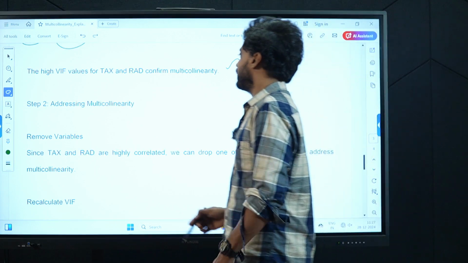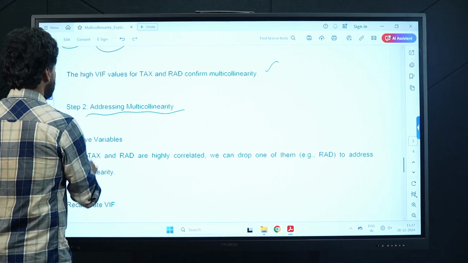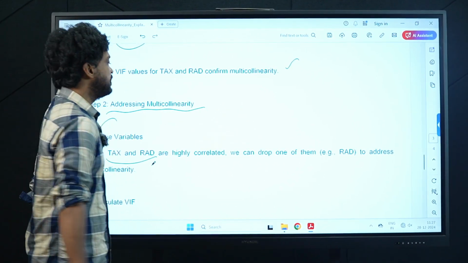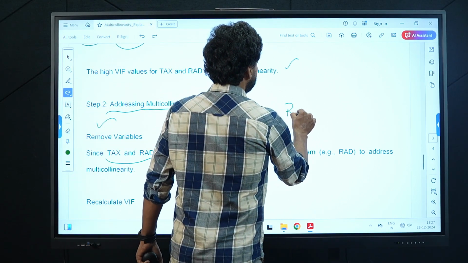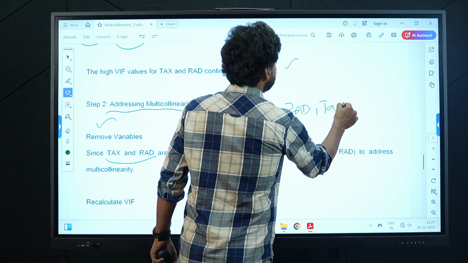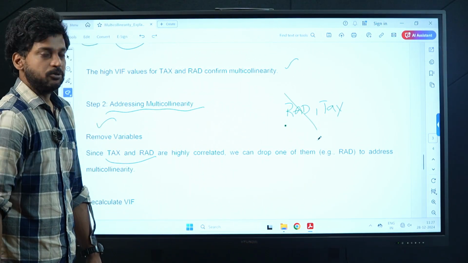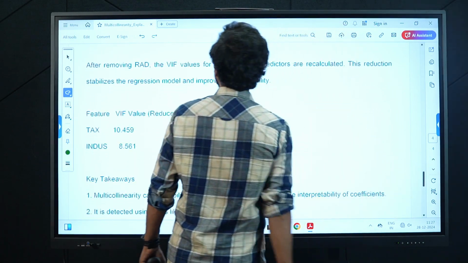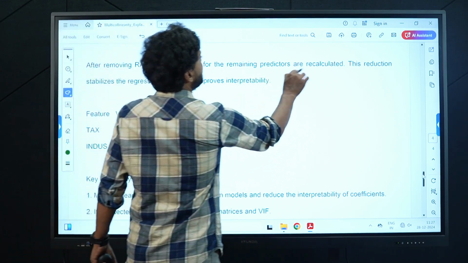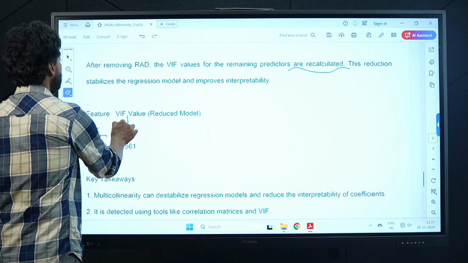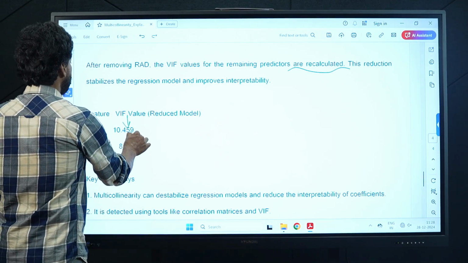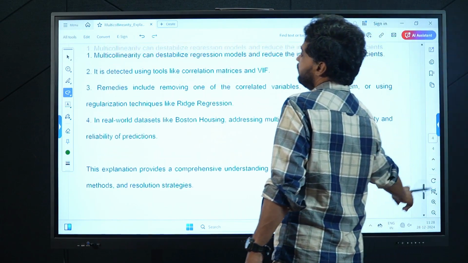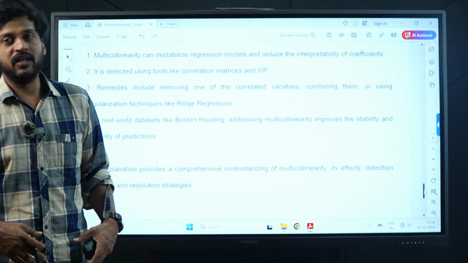Now, how will we address multicollinearity? Remove the variable. Since TAX and RAD are highly correlated, we can simply drop one of them, either RAD or TAX. If we remove one of them, we will be able to handle this multicollinearity effectively. After removing RAD, the VIF values for the remaining predictors are recalculated. Now the TAX VIF is 10.459 and the INDUS VIF is 8.561. This is how we handle the multicollinearity problem. Thank you.